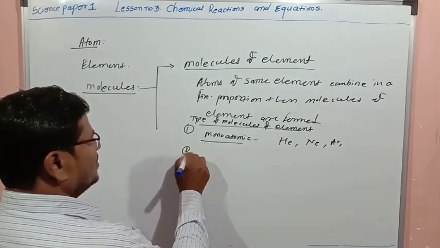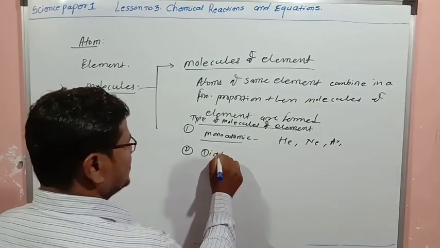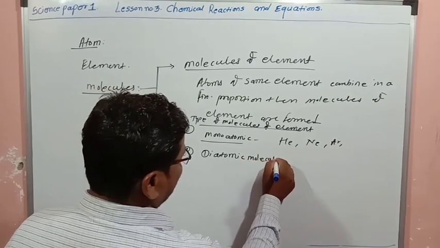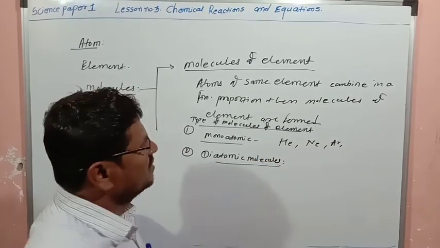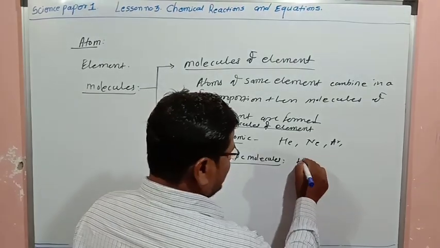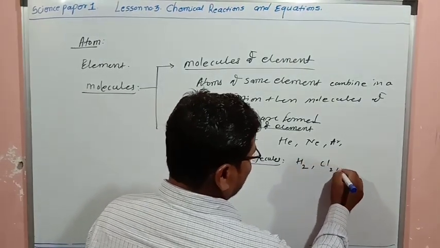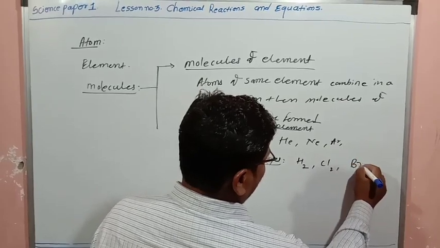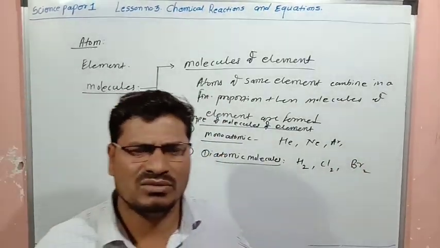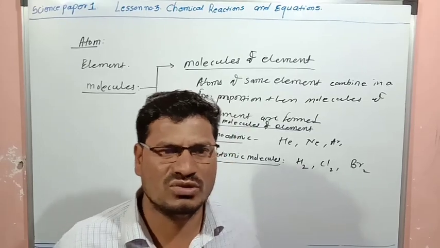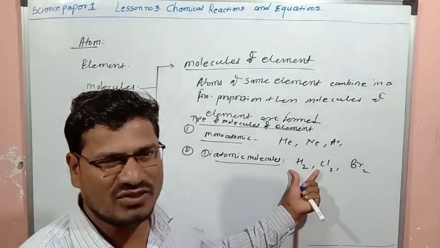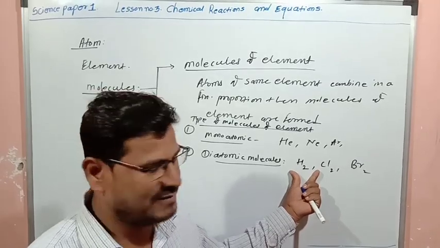The second one is diatomic molecules. We are studying the molecules of element. In diatomic, there are H2, Cl2, Br2, that is hydrogen, chlorine, bromine. These are molecules of element, but diatomic because each contains 2 atoms.